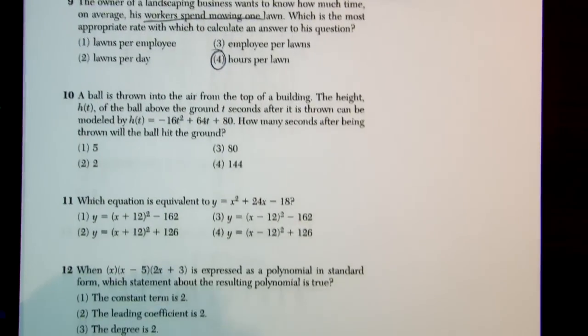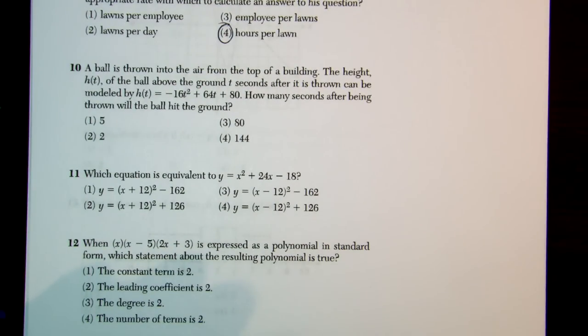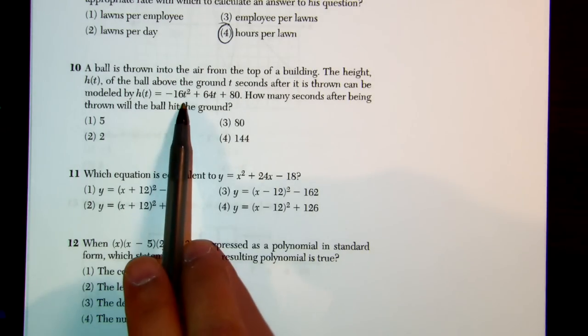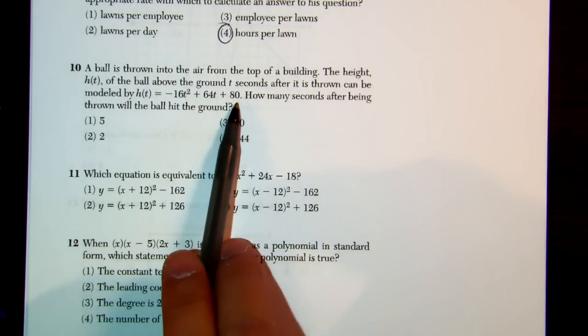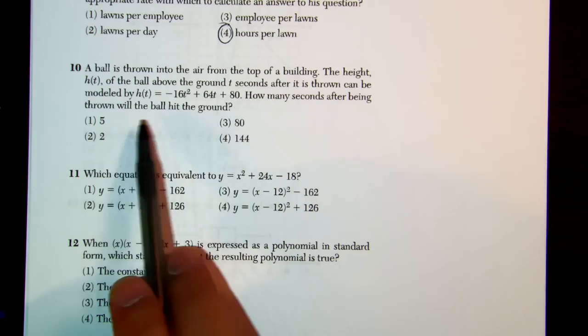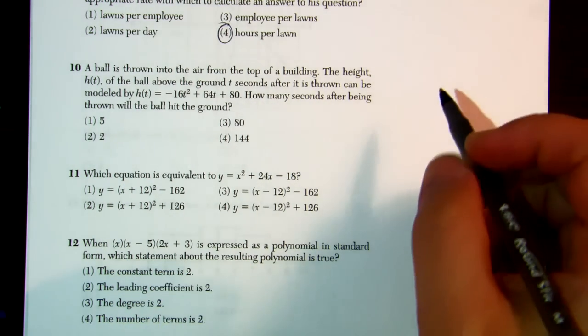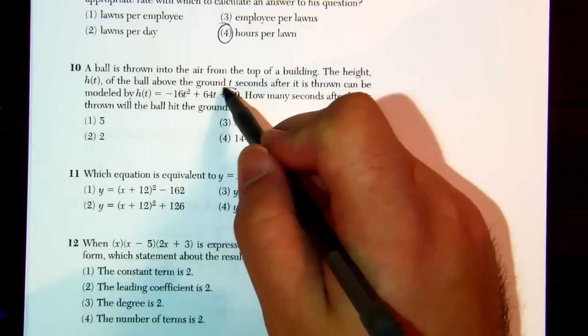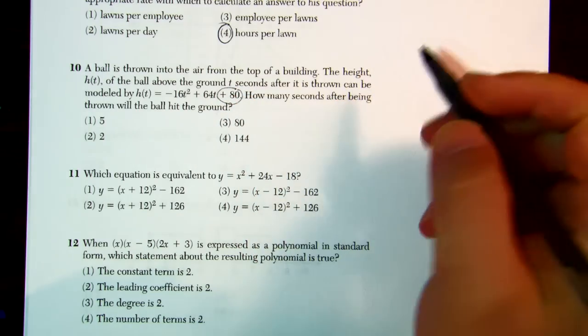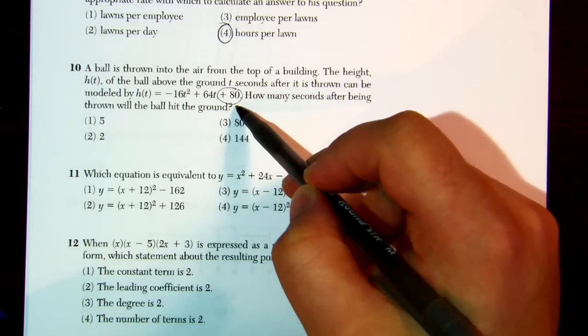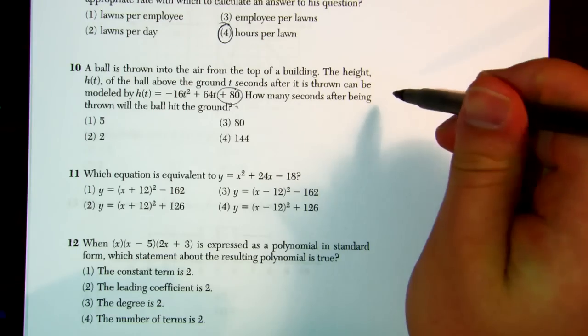Number 10. A ball is thrown into the air from the top of a building. The height h of t of the ball above the ground t seconds after it's thrown can be modeled by negative 16t squared plus 64t plus 80. How many seconds after being thrown will the ball hit the ground? So on this one, your constant always represents basically your height. So he's 80 feet above the ground at 0 seconds. And we want to find out when that ball is going to hit the ground.